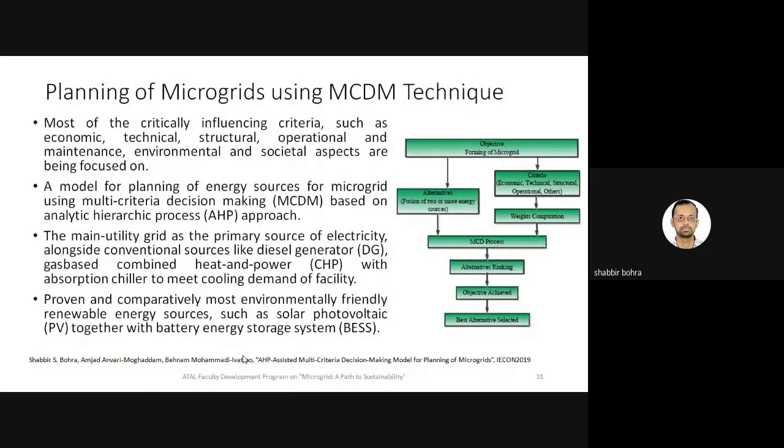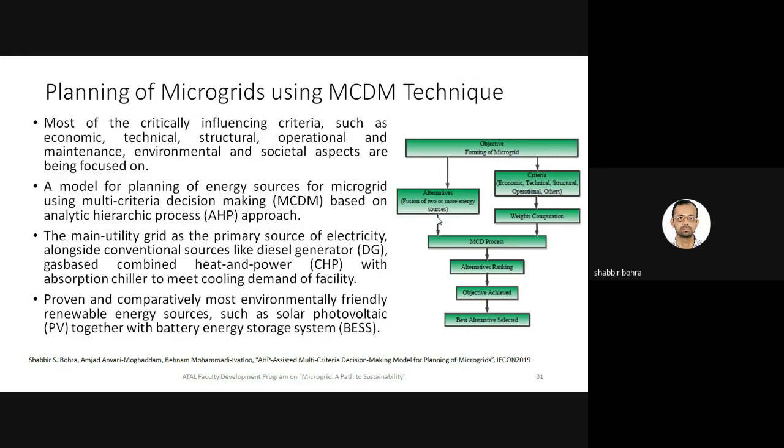I'm just discussing one of the techniques. This is not the only technique; it is one of the techniques, known as the MCDM technique, which stands for multi-criteria decision making. This is the flow of the planning methodology. First you need to form the microgrid, that is our objective. Second, you need to identify the alternatives. The blending of two or more sources can also be possible.